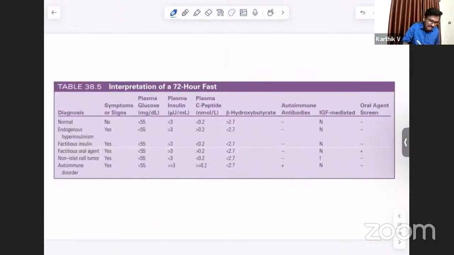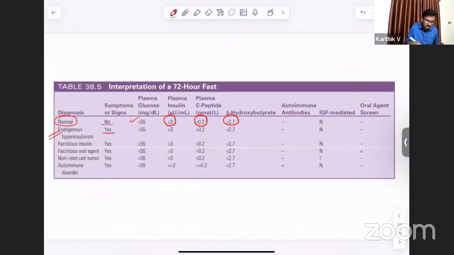Now, just see the table. In a normal individual, if he's undergoing prolonged fasting, then he can also have hypoglycemia. But he's unlikely to have prior symptoms or signs. The blood glucose would be 55. And what would happen to the insulin levels? The insulin levels will be suppressed, C-peptide levels will be low, and beta hydroxybutyrate would be high because of starvation ketosis.